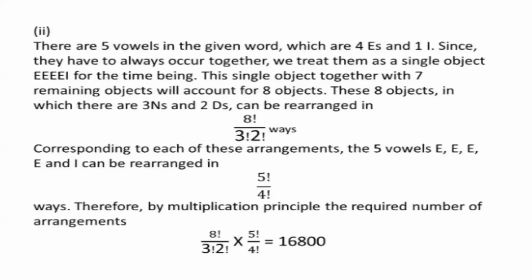Good. Next they ask that the vowels must always occur together. So here, there are 5 vowels in the given word, 4 E's and 1 I. Since they have to occur together, we treat them as a single object, right? This single object, together with the 7 remaining objects, will account for 8 objects. You all see that?